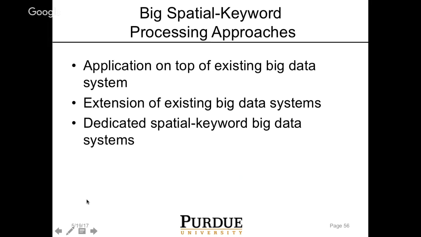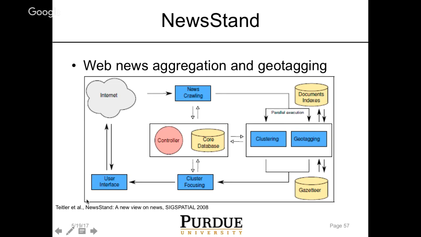The third approach to handle big spatial keyword data is to build a big spatial keyword system from scratch and not extend any general purpose system. One system here is called NewsStand. And this system is mainly used to identify news from the web.